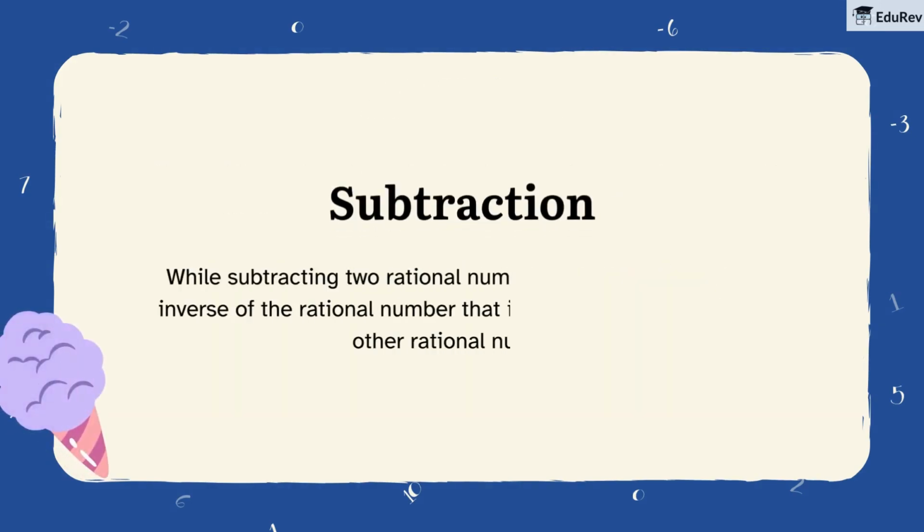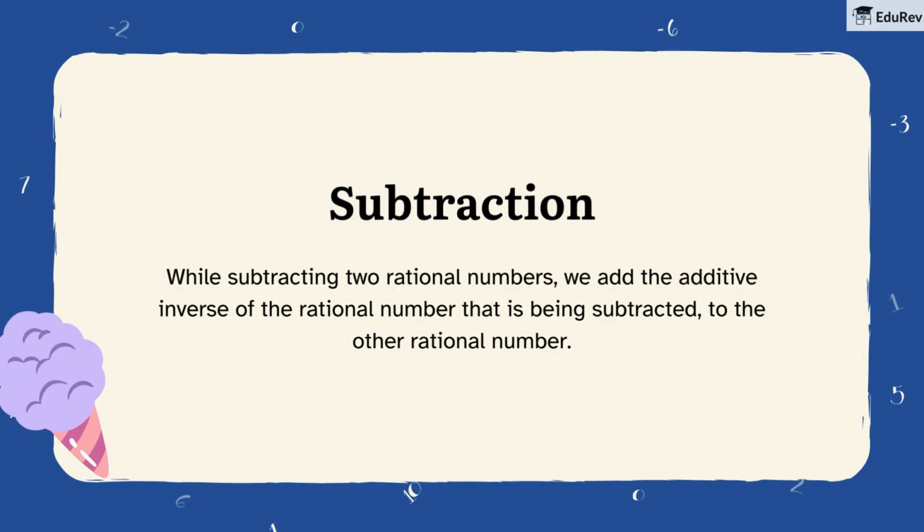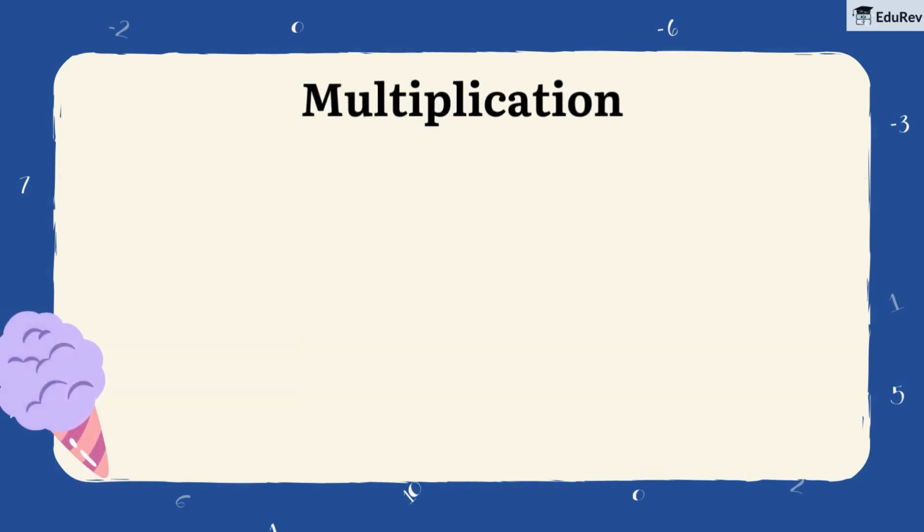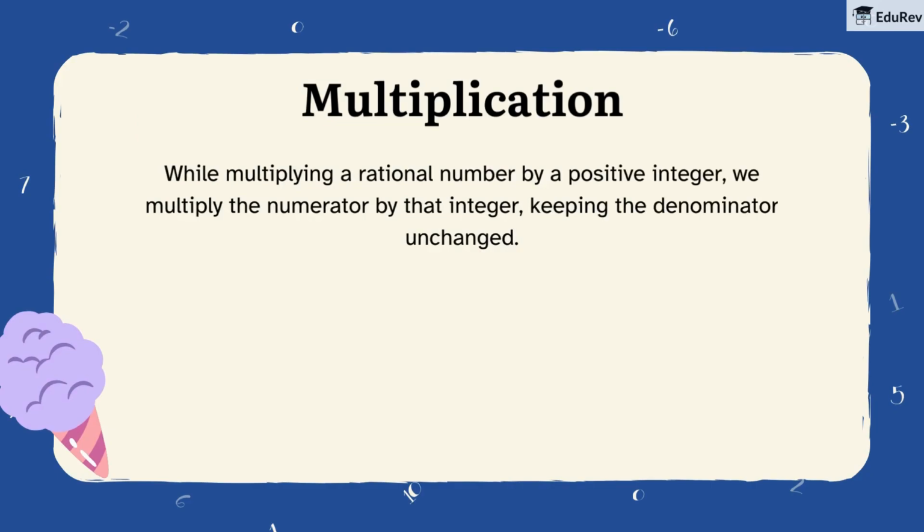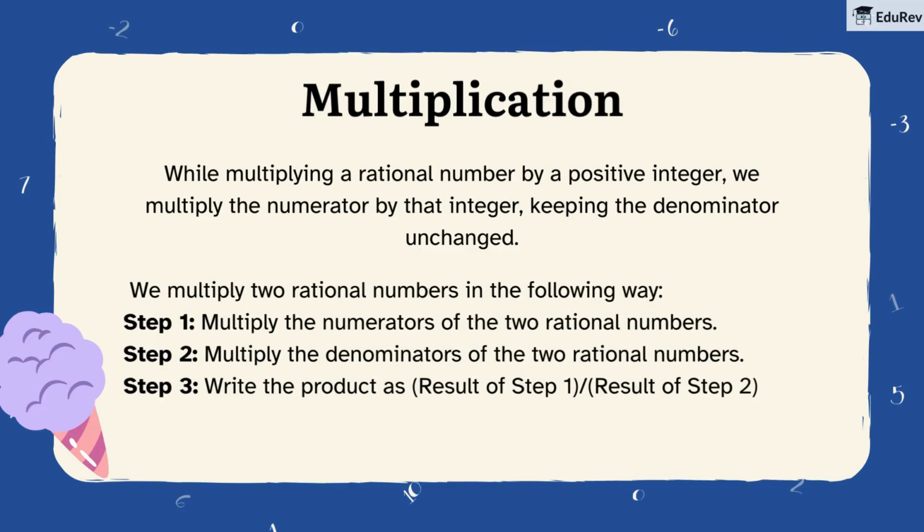Next is subtraction. While subtracting two rational numbers, we add the additive inverse of the rational number that is being subtracted to the other rational number. Next, we have multiplication. While multiplying a rational number by a positive integer, we multiply the numerator by that integer, keeping the denominator unchanged. We multiply two rational numbers in the following way.